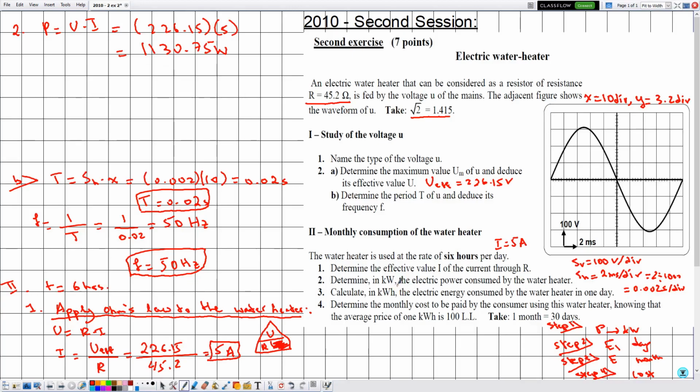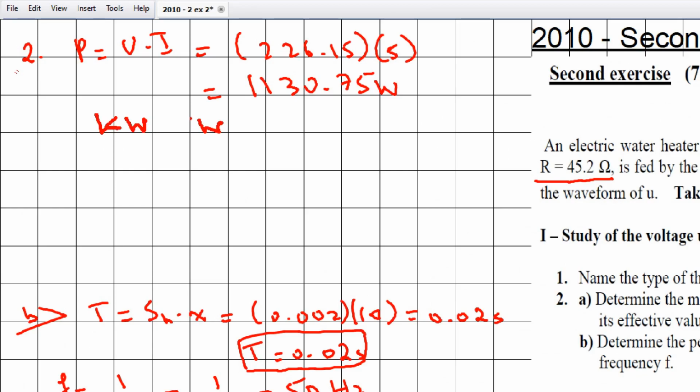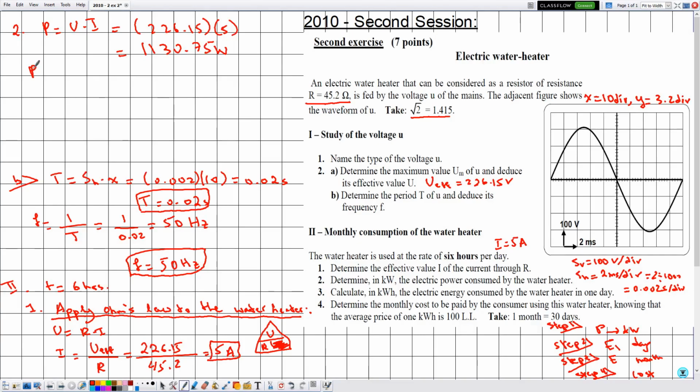Now here they are telling me to determine the value of the electric power in kilowatts. Knowing that to convert from watts to kilowatts, we simply divide by 1000. So P, now dividing by 1000, then the electric power is given by 1.13 kilowatts. Then in this case we are done with step number 1.